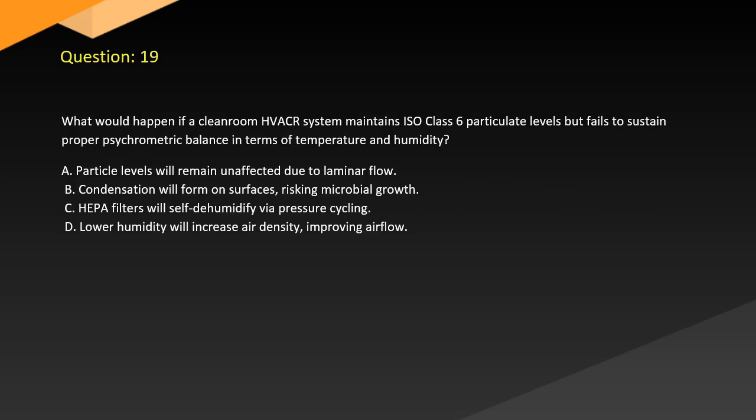Question 19. What would happen if a cleanroom HVACR system maintains ISO Class 6 particulate levels but fails to sustain proper psychrometric balance in terms of temperature and humidity? A. Particle levels will remain unaffected due to laminar flow. B. Condensation will form on surfaces, risking microbial growth. C. HEPA filters will self-dehumidify via pressure cycling. D. Low humidity will increase air density, improving airflow.